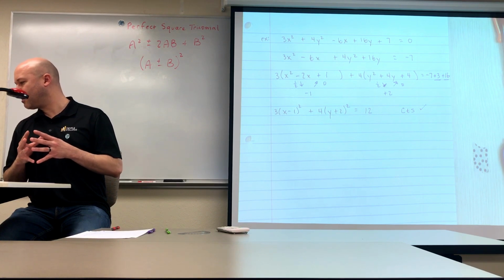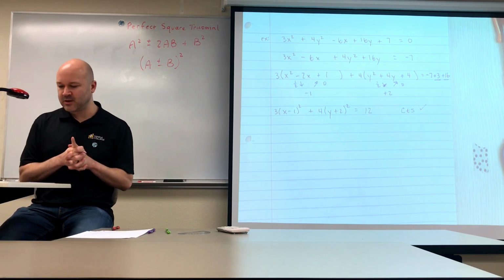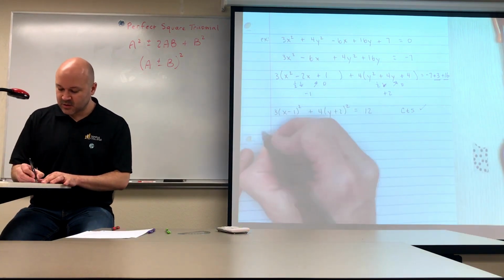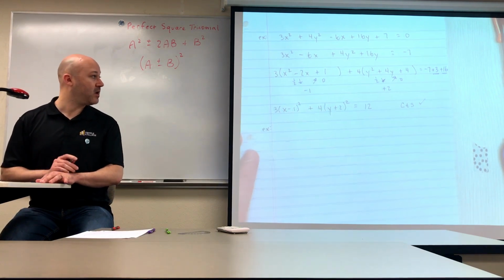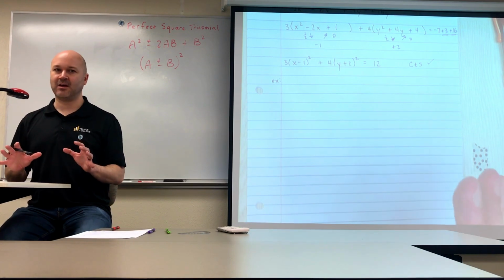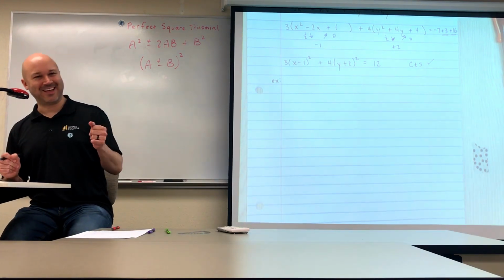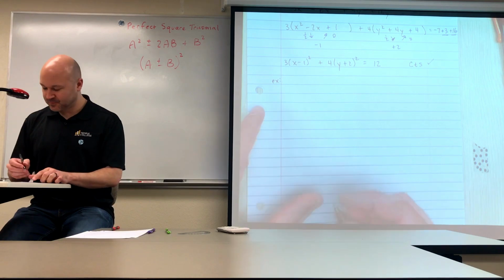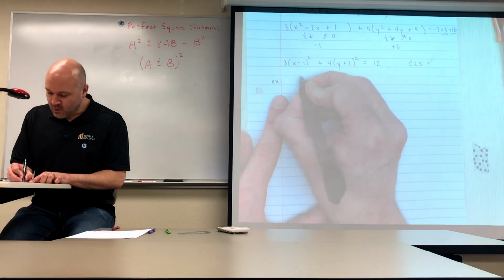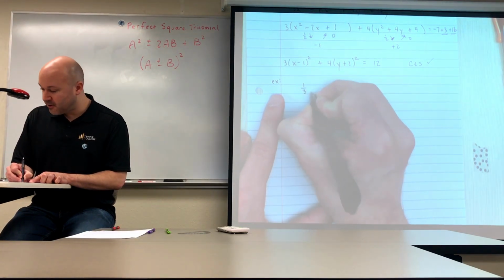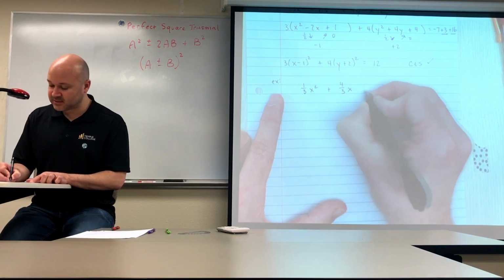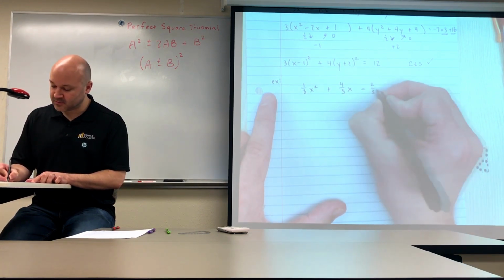I think maybe I'd like to do one more example. Fractions always scare my students. So let's just do one more example, and then I think we can handle any completing the square question after that. So let's try something like 1/3 x squared plus 4/3 x minus 2/3.